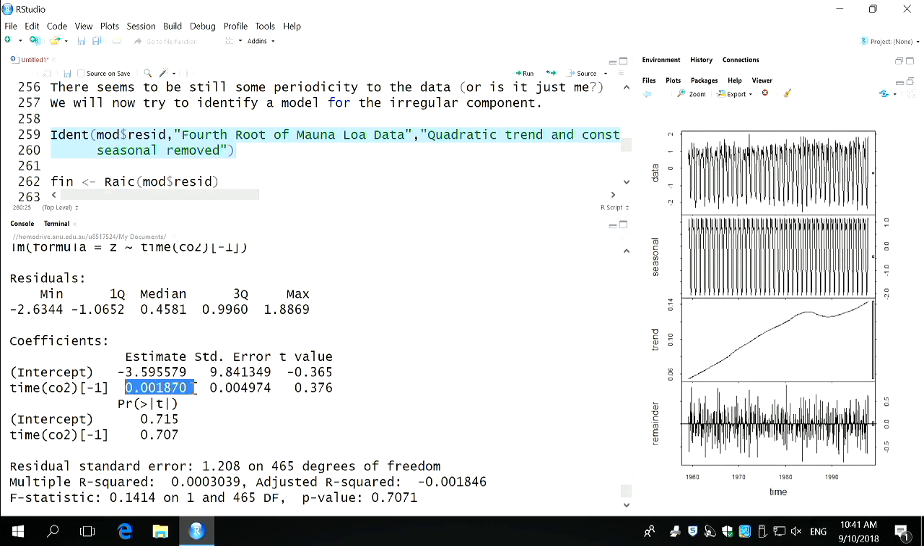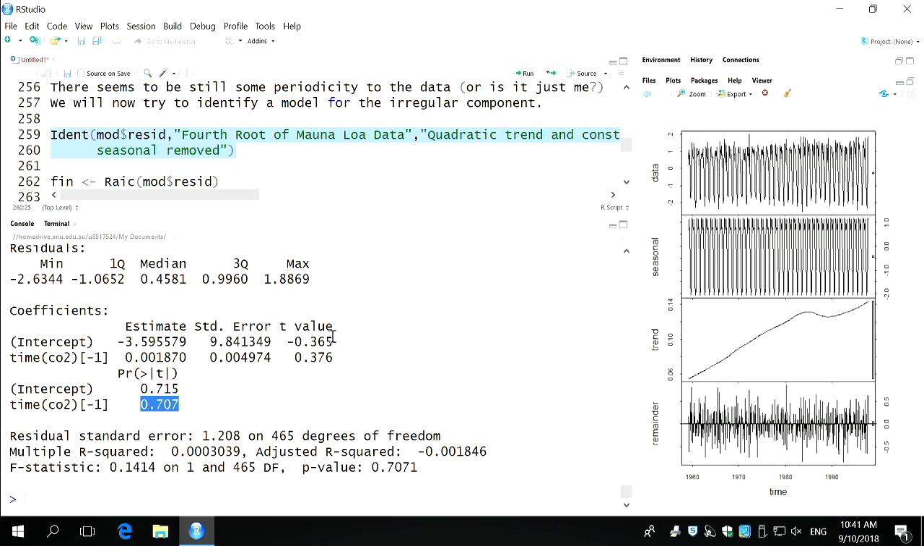The coefficient of time is 0.00187. It's got a standard error of 0.005. Its t-value is 0.376. Its p-value is 0.707. What does that tell you? You don't need the linear term. So I'd probably fit a flat trend. How do you fit a flat trend? Two ways. How do you do it?